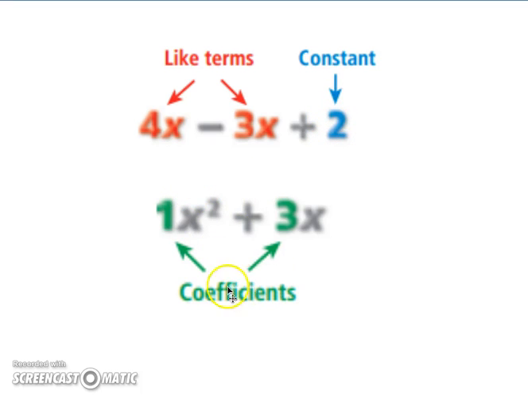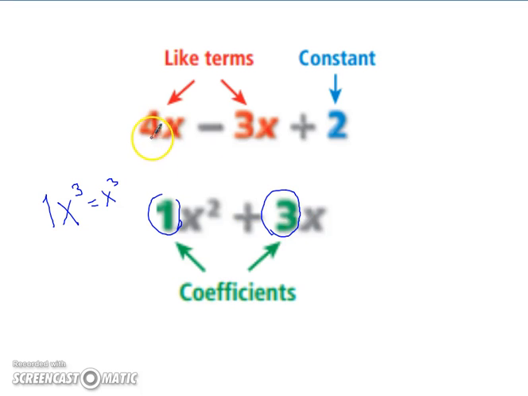Your coefficients are the numbers that go right in front of your variables. Say you had x to the third, and you don't have anything written in front. You can always assume a 1 is in front, because how many x cubes do you have? One of them. So 1x cubed is the same thing as x cubed. Your coefficient is just the number in front, nothing else.